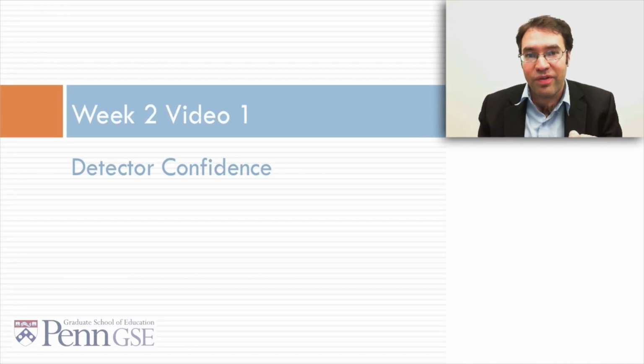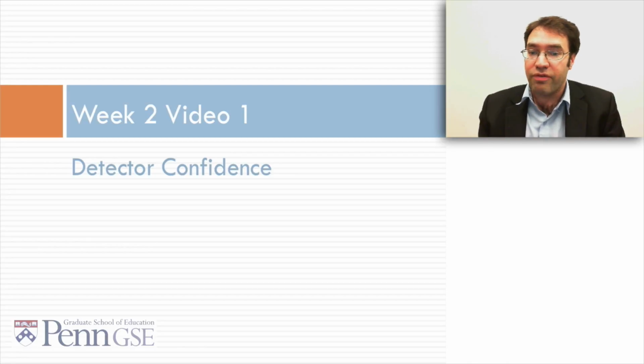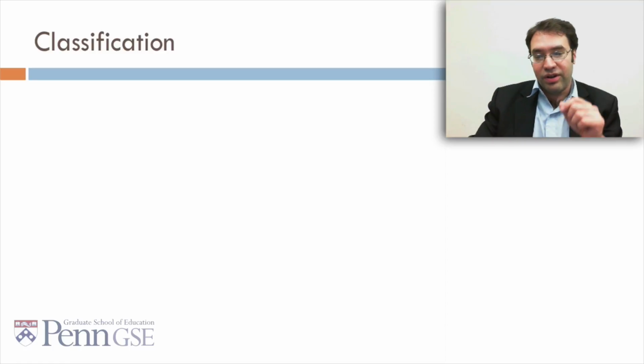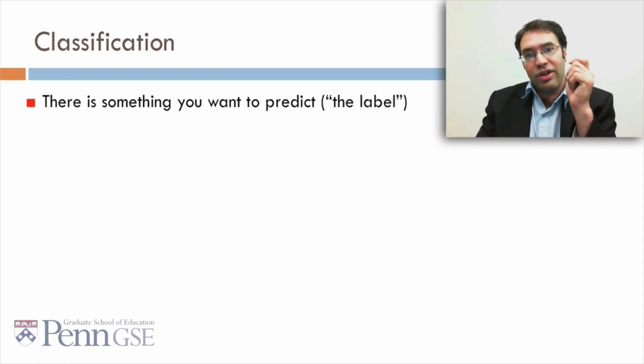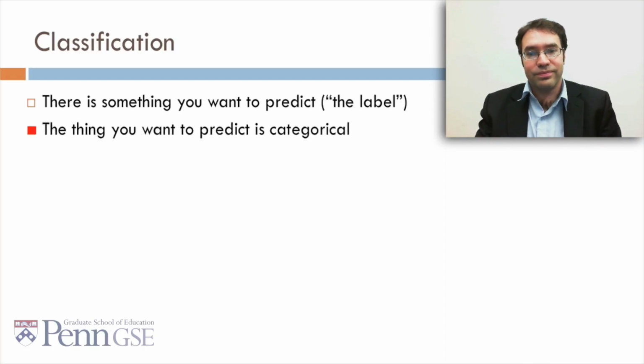Today we start the second week of our class with a continuation of our discussion of prediction models and classifiers in specific. Today we're going to talk about detector, or classifier in general, confidence. Let's quickly reconsider classification. As you may remember, in classification, there's something you want to predict called the label or the predicted variable, and that something is categorical.